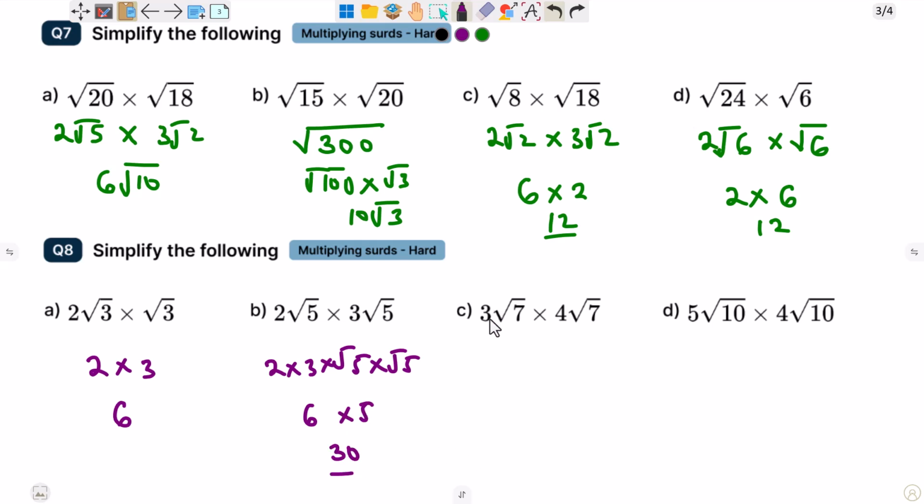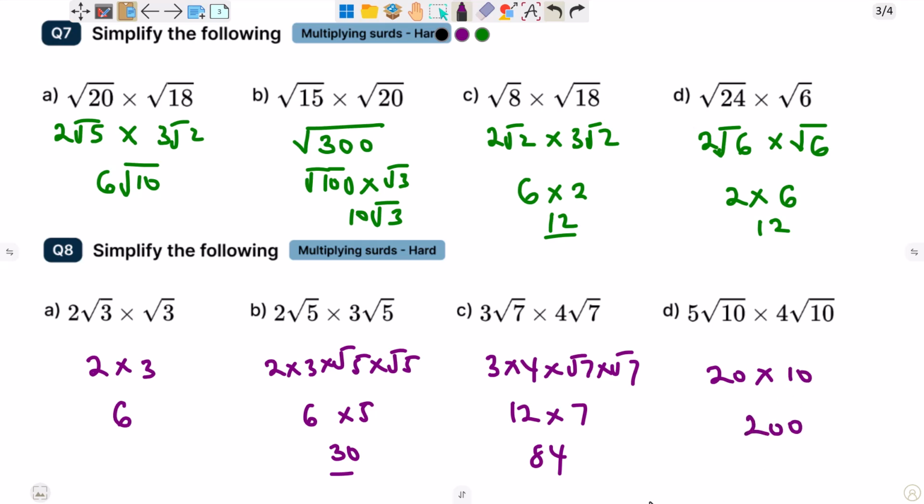Okay. Again, here I'll show you the full steps. That's definitely going to be 3 times 4 times root 7 times root 7, and that's going to be like 12 times 7, and that's definitely going to give you 84 for your final answer. And question D, again, I will just go straight to the question. I would say 5 times 4, which is 20, and root 10 times root 10, which is 10, and of course you multiply that out, you get 200 as your final answer.